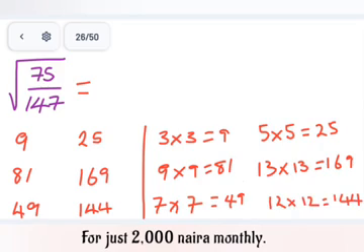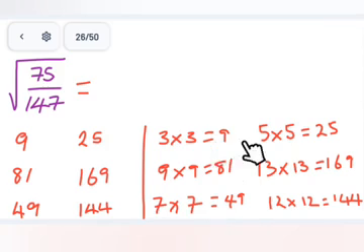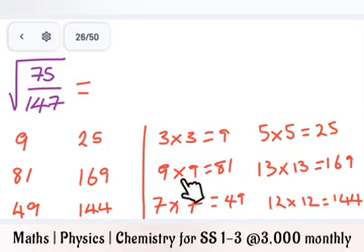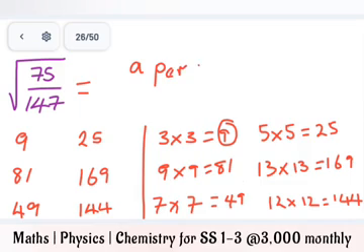Good. Now you can see that each and every one of these numbers, we can get them by simply multiplying a number by itself. A number that we get by multiplying a particular number by itself is called a perfect square. So this 9 is called a what? It's called a perfect square.